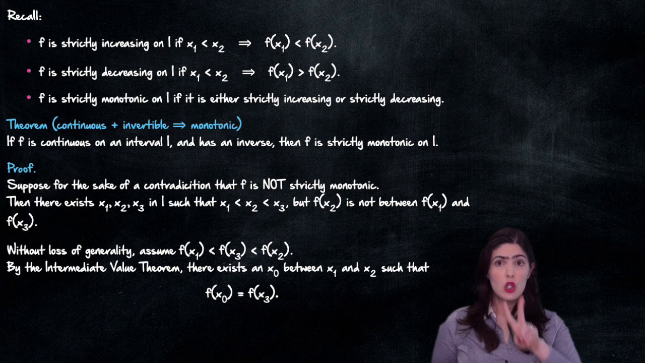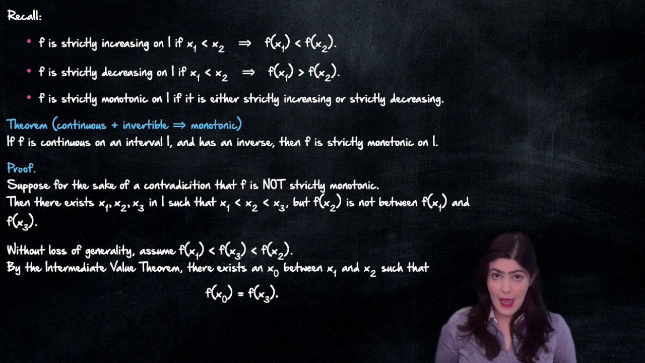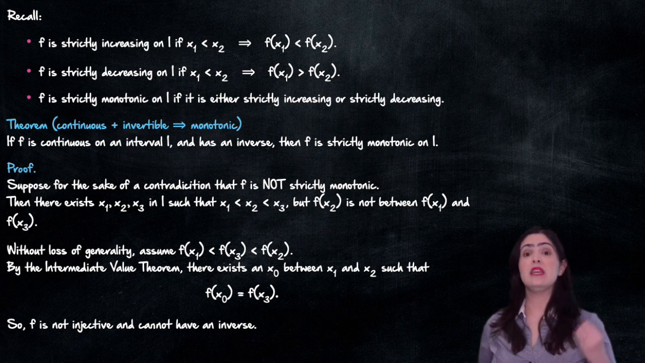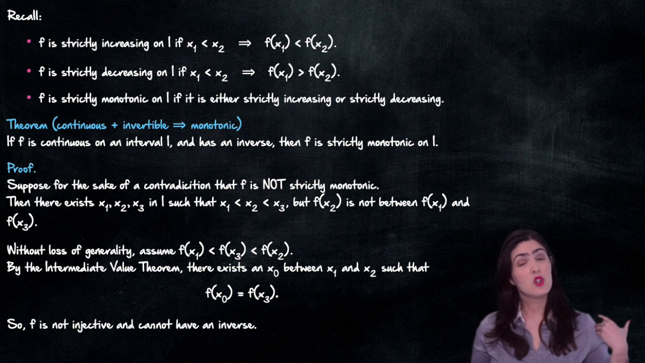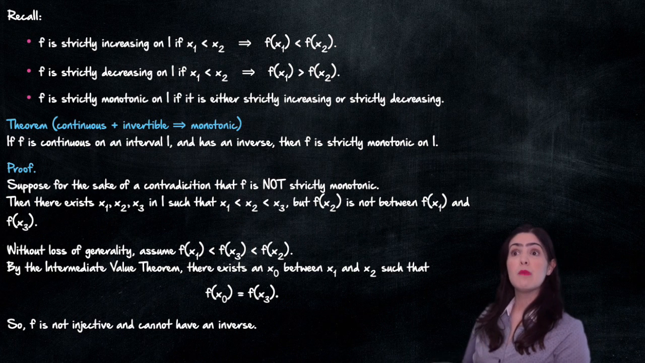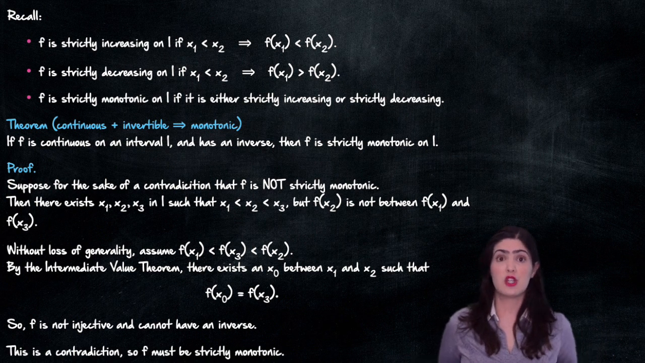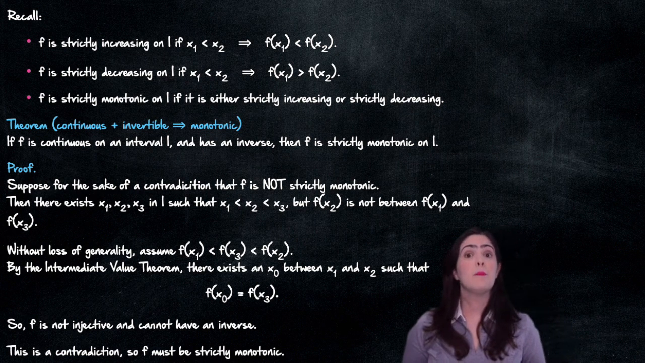Then we have 2 points that are different that have the same image. Well, that means that f cannot be injective, so f cannot have an inverse, because to be invertible, we need to be both injective and surjective. And this is a contradiction, so then we know that f must be strictly monotonic.